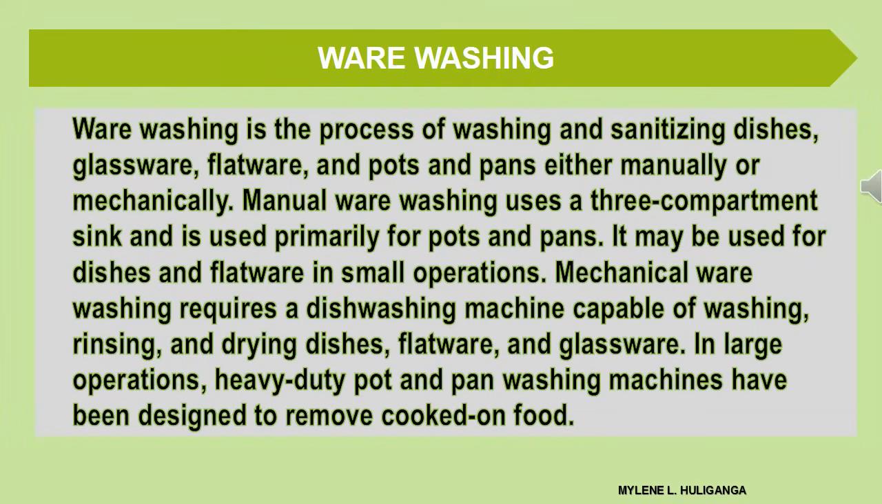Ware washing. Ware washing is the process of washing and sanitizing dishes, glassware, flatware, and pots and pans either manually or mechanically. Manual ware washing uses a 3-compartment sink and is used primarily for pots and pans. It may be used for dishes and flatware in small operations. Mechanical ware washing requires a dishwashing machine capable of washing, rinsing, and drying dishes, flatware, and glassware. In large operations, heavy-duty pot and pan washing machines have been designed to remove cooked-on food.